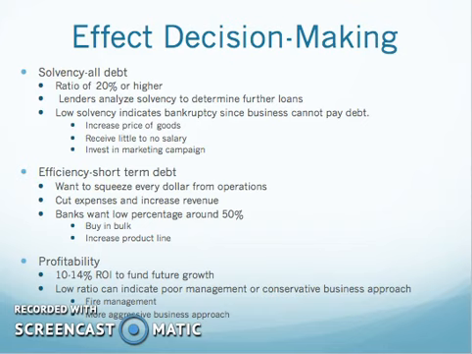The efficiency is your short-term debt. This is where a company wants to squeeze every dollar they can from the operations. The idea here is to cut your expenses and increase your revenue. For banks, especially, they want a low percentage, around 50%. So for every 50 cents they spend, it's worth $1. So they're getting more money in there.